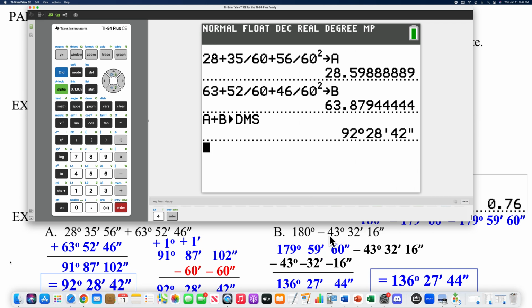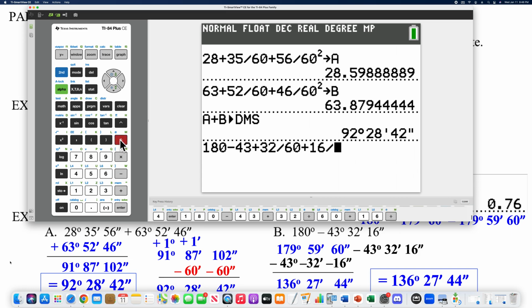Okay, now, with the subtraction, a lot of people make the following error. 180 minus 43 plus 32 divided by your 60 plus 16 divided by your 60 squared. Hopefully you can see why this is going to be wrong. You're only subtracting 43 from 180, but then you're adding these two parts onto our answer.